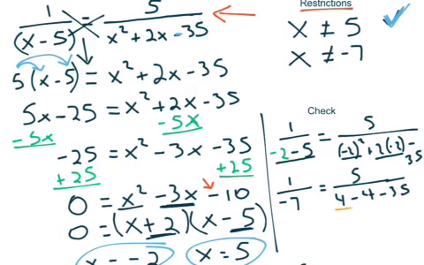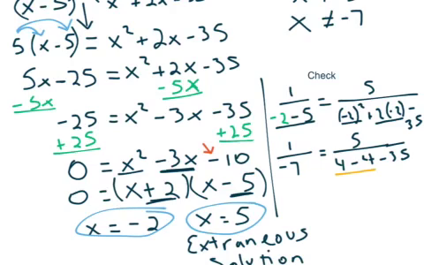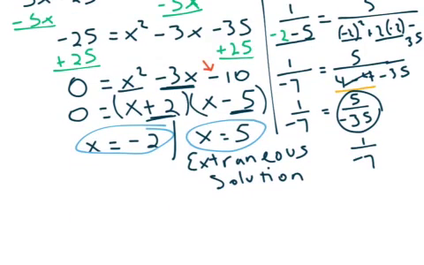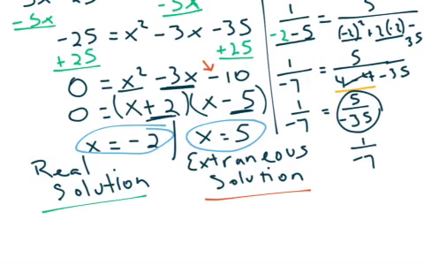Now what do we know about 4 minus 4? It cancels out, doesn't it? It gives me 0. So I have 1 over negative 7 equals 5 over negative 35. Well, doesn't 5 over negative 35 reduce to 1 over negative 7? So my negative 2 does make my original equation true. So negative 2 is a real solution. So I have one extraneous and one real.